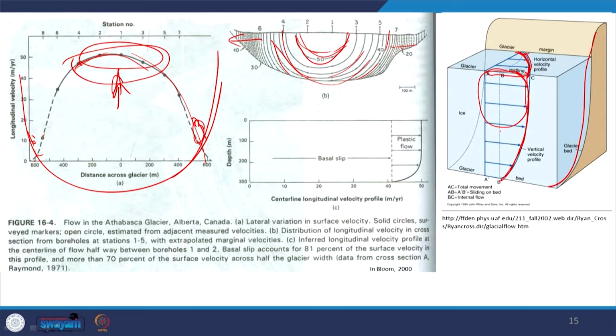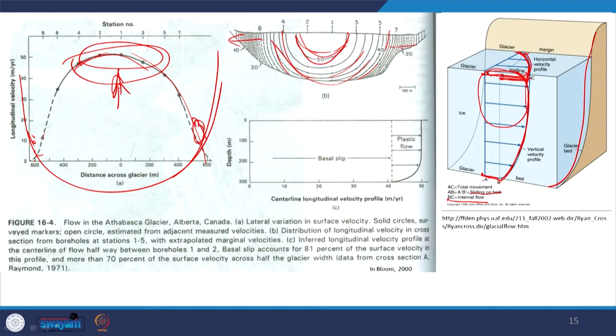So here AC is the total movement, this is A and C. Then AB, A dash B dash here, this is due to slide on this bed. This slide on the bed is this much, and what is BC? This is the internal flow, BC is the internal flow.